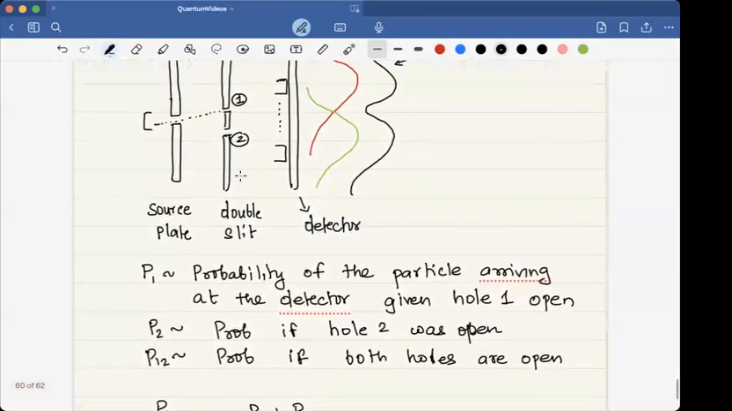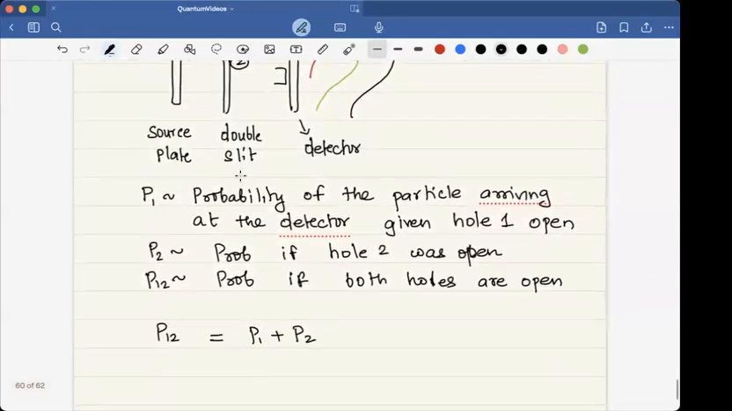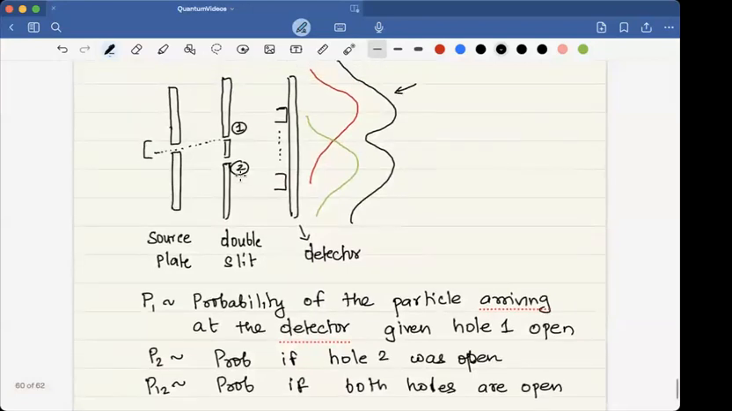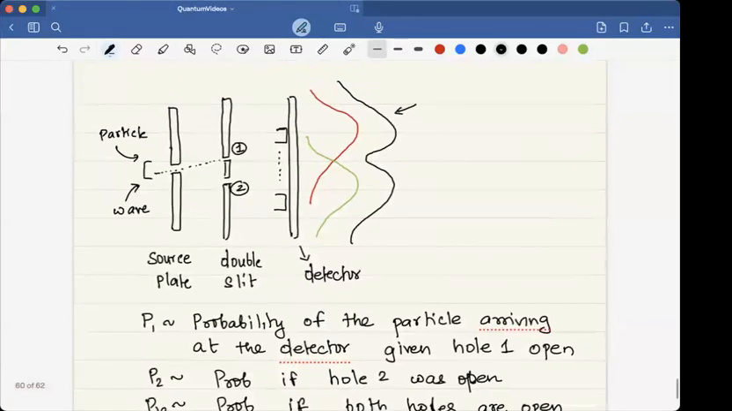Now we can change this up a little bit. Instead of particles, suppose this source is a wave. So this can be either a particle or a wave. It could be a water wave or something like that. And then the situation is slightly different. If the source was a wave, then the wave front gets created over here.